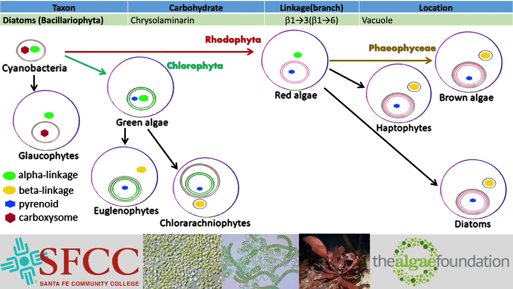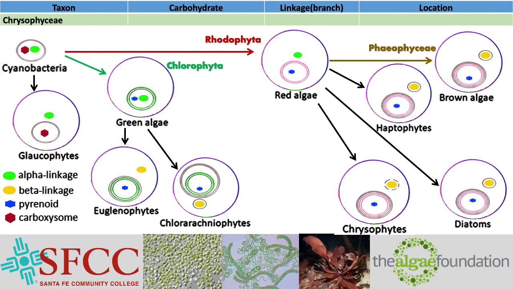There are other significant differences between the brown algae, haptophytes and diatoms that we will cover in later lectures. Chrysophytes also use the same carbohydrates, except it is not clear if the carbohydrates are stored in a membrane-bound vacuole in the cytoplasm or are free in the cytoplasm.